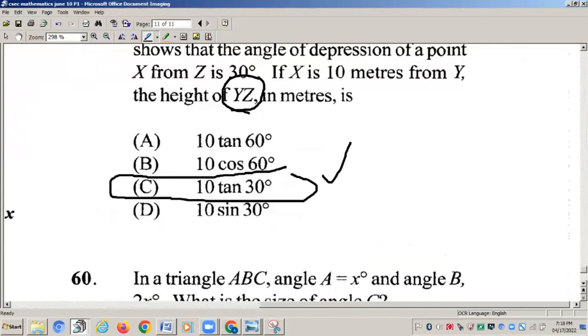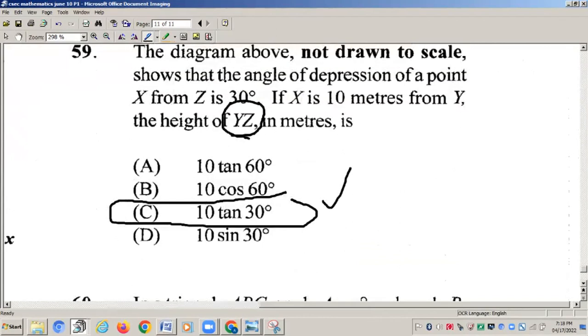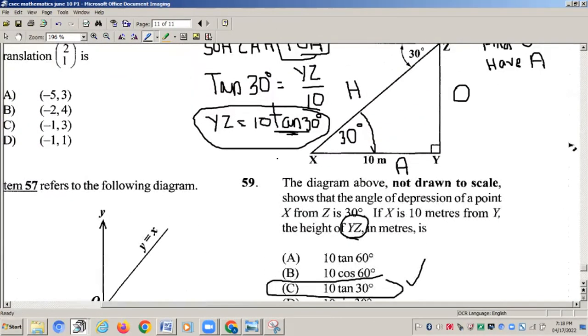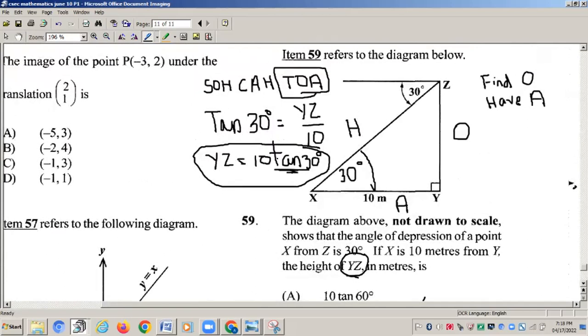I realized I just got mixed up a while ago. So go back up to the top of the diagram. They gave us the adjacent, so I know that we have that. And they asked for ZY. The O, which is what? Why is it O? Right, the opposite.